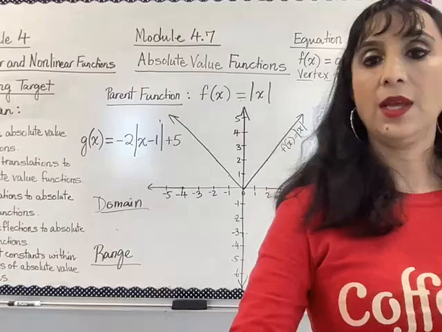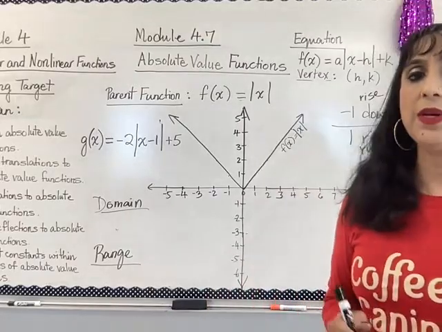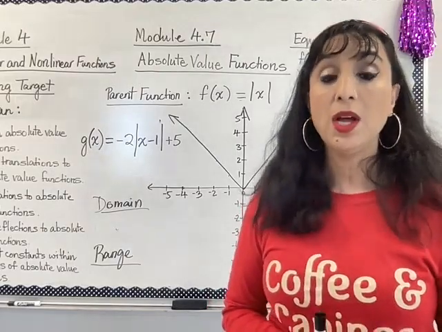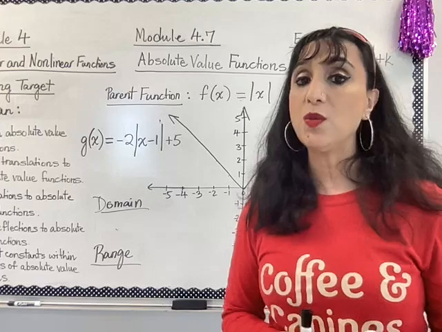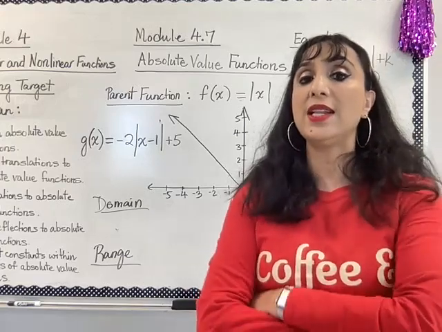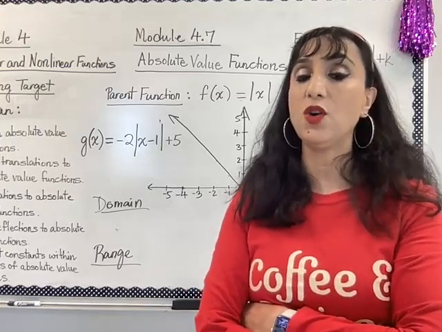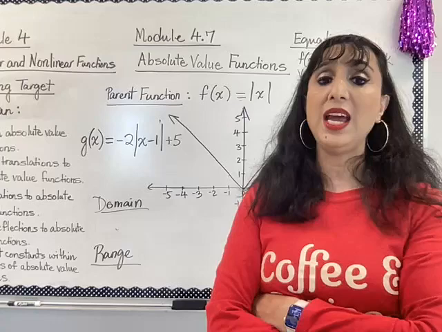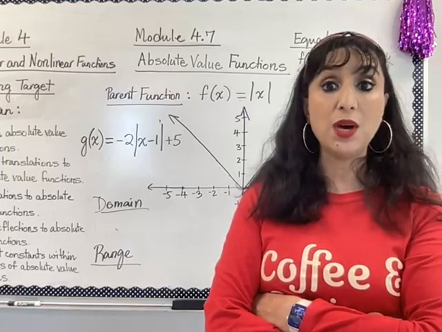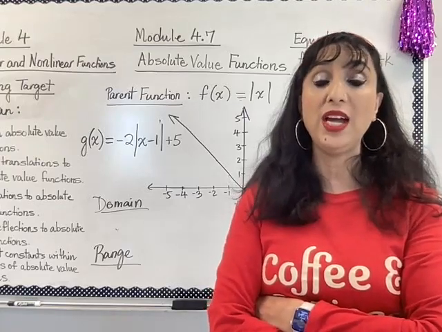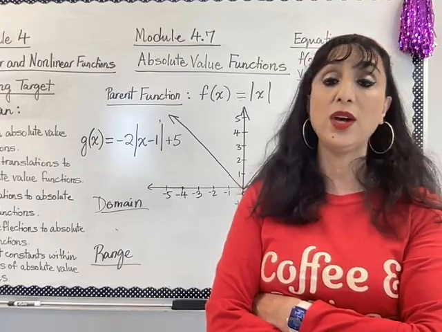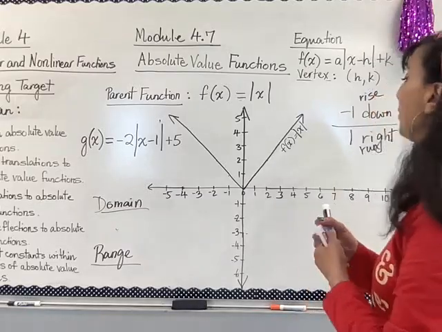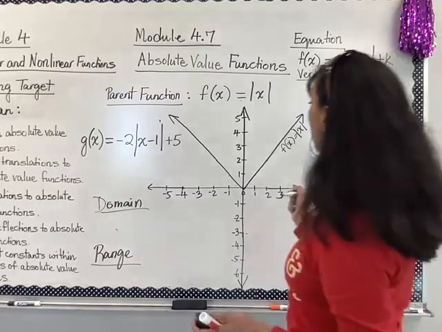Okay, so here's another example. g of x is equal to negative 2 absolute value of x minus 1 plus 5. Looking at this, I can automatically see that it's going to be a reflection on the x-axis. And if it is saying x minus 1, that means I am moving to the right. So I'm looking at what my vertex would be for my absolute value graph.